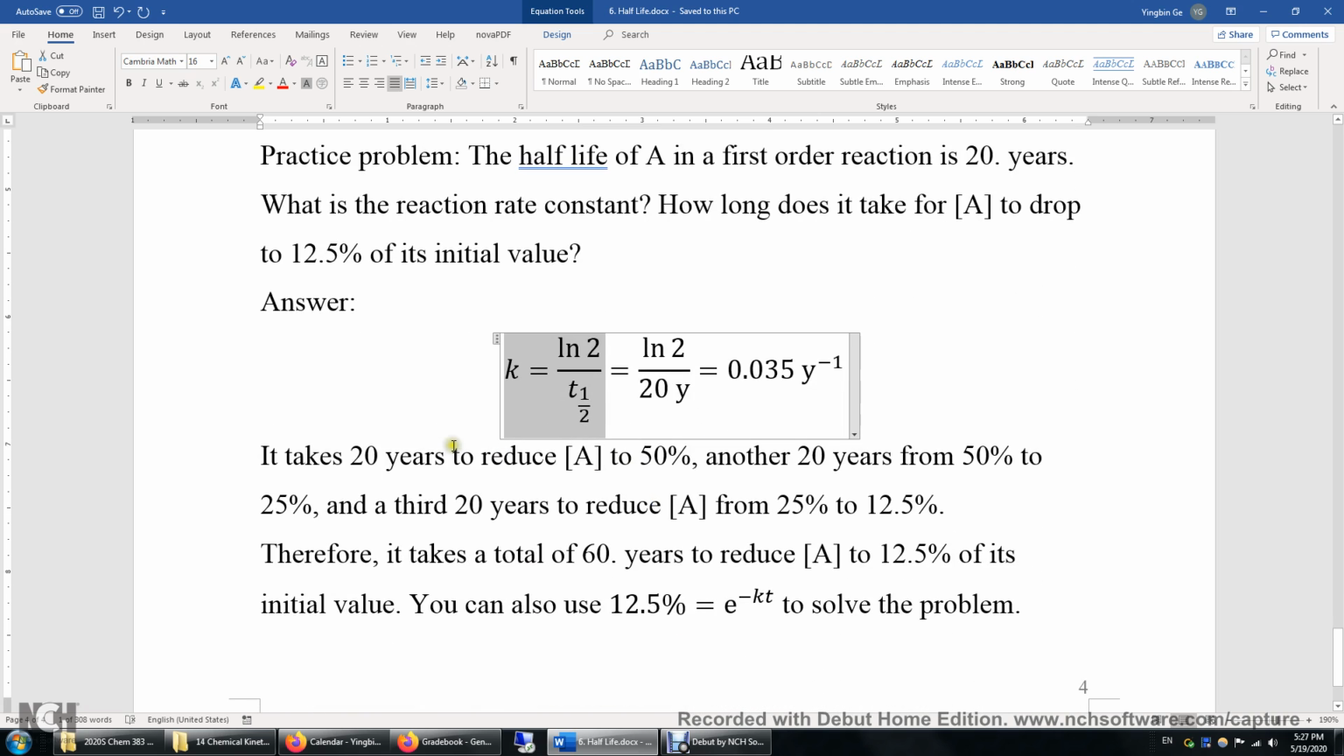And because it takes 20 years to reduce the concentration of A to 50%, another 20 years from 50% to 25%, and a third 20 years to further halve the concentration of A, therefore it takes a total of 60 years. Also, you can use this equation to solve the problem. You just need to plug in the value of k here, and then solve for t, and you'll get t is 60 years.